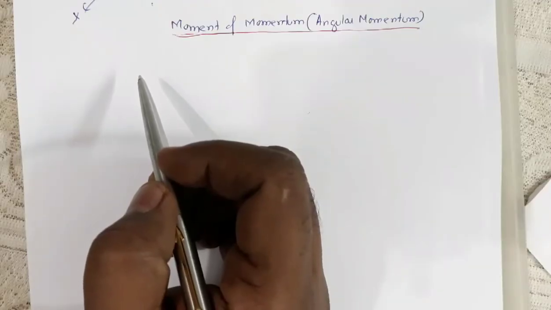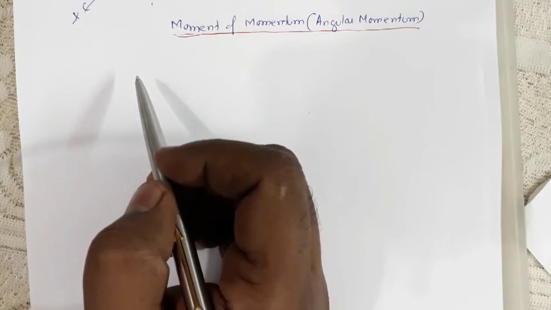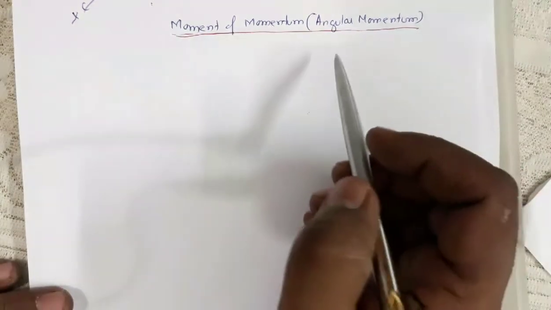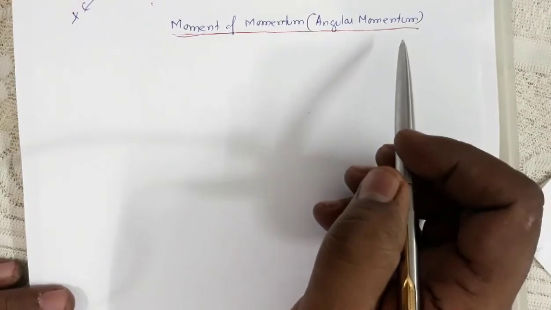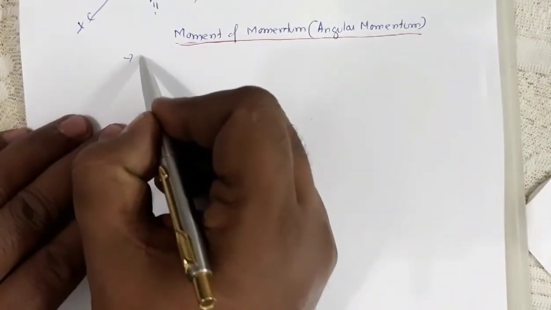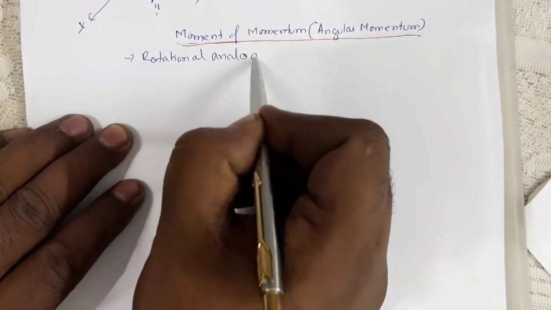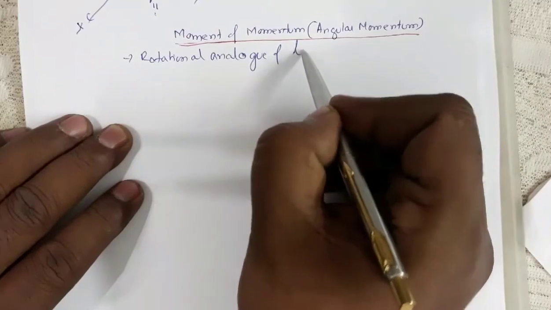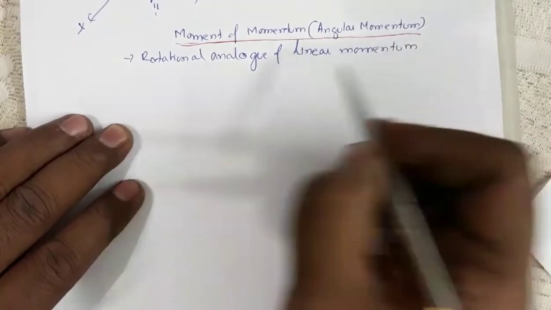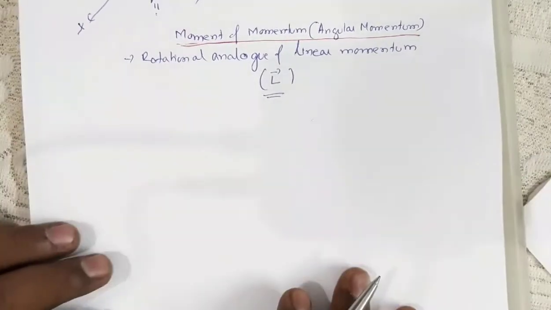As torque is the moment of force, r cross F, and the rotational analog of force, similarly moment of momentum, also called angular momentum, is the rotational analog of linear momentum. It is denoted by the symbol L. This is the symbol for angular momentum.